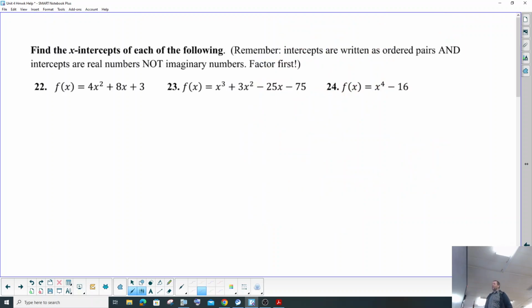Okay, so here, find the x-intercepts of the following. Remember, x-intercepts are written as ordered pairs. They want you to do ordered pairs. And x-intercepts are real numbers, not imaginary. There's no imaginary ordered pairs, right? So try factor by grouping, try the quadratic formula.